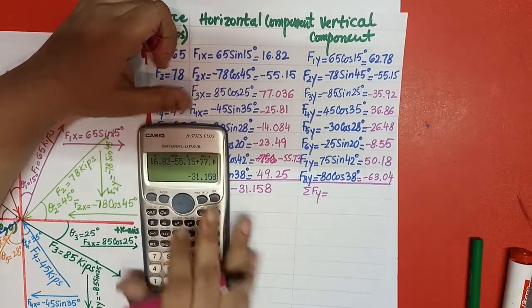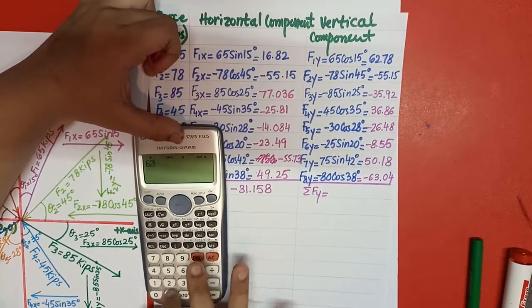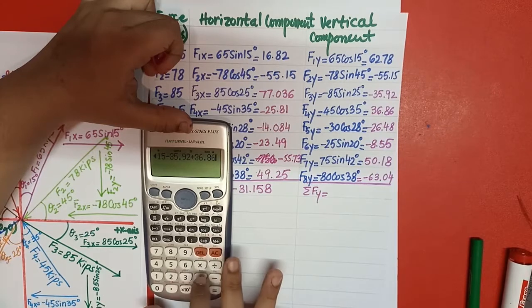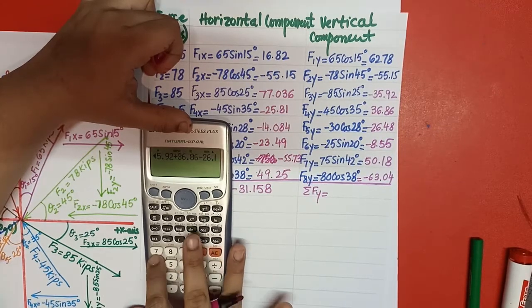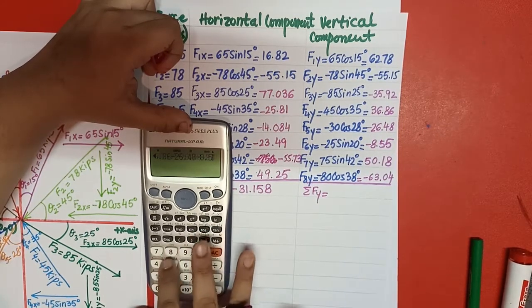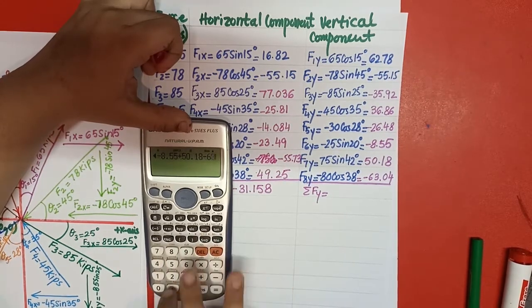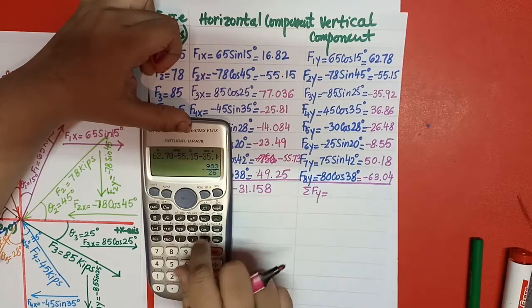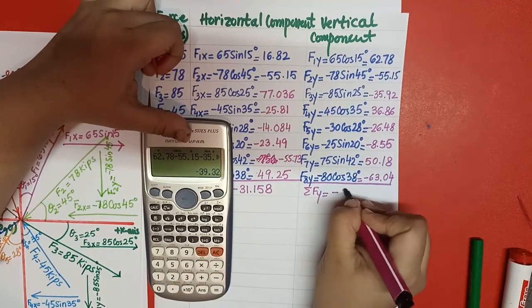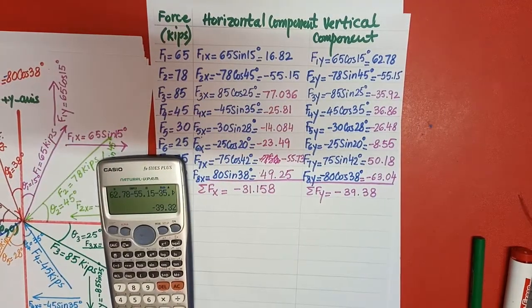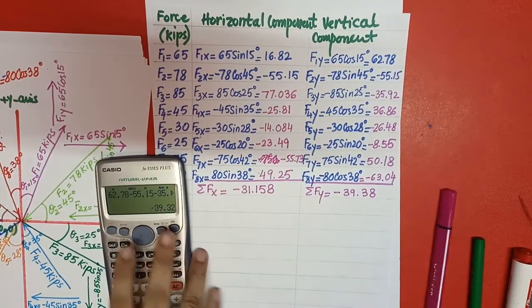31.158. Okay, the next calculation will be 62.78 minus 55.15 minus 35.92 plus 36.86 minus 26.48 minus 8.55 plus 50.18 minus 63.04. So the answer will be minus 39.38. Now what I have to do next, I have done the summation of fx and summation of fy.